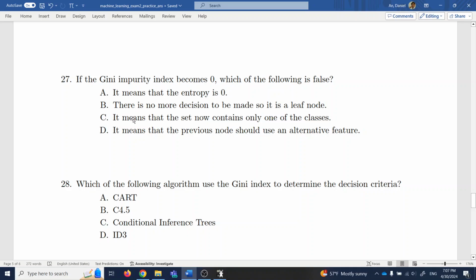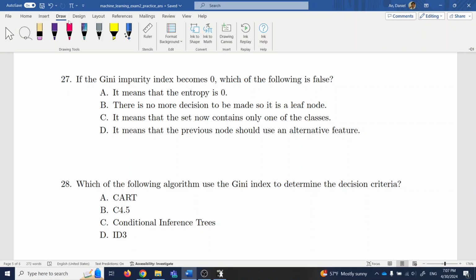And then it means that the set now contains only one of the classes. Okay, so it's the same thing. So A, B, C are all correct, so D must be wrong.